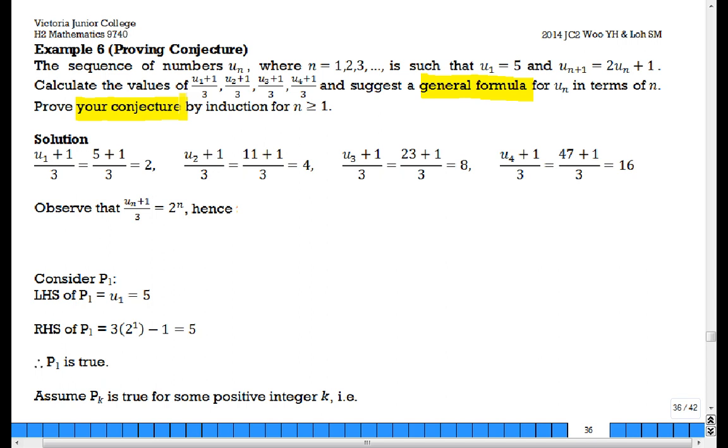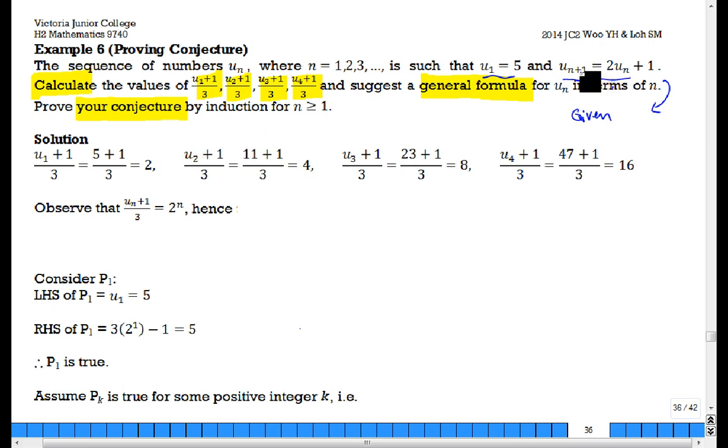Okay, come back, example 6. Have attention. Can? Ready? First thing they want you to do, calculate the values of this. Now, what are you given? You are given this recurrence relation here. Again, recurrence relation, this is given. Nothing to show. This defines U1, defines U2, defines U3. So, which is not difficult, right? U1 plus 1 over 3. What is U1? U1 is 5. Substitute in. Can?